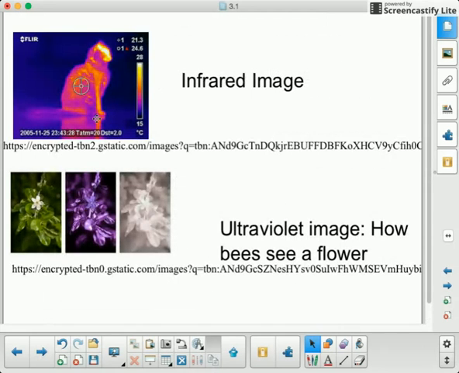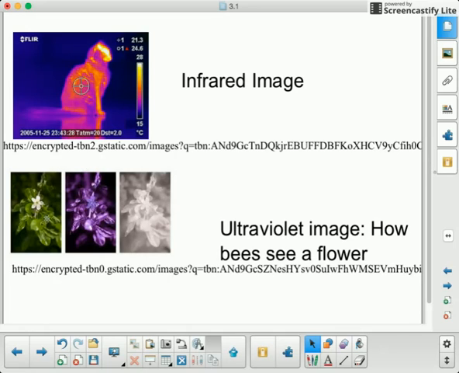Here are some images to illustrate some of the things we talked about. This is an infrared image of a cat. So the brighter yellow and white here, those are hotter parts of the cat's body. And then the blue and purple in the background, those are colder parts of the picture.